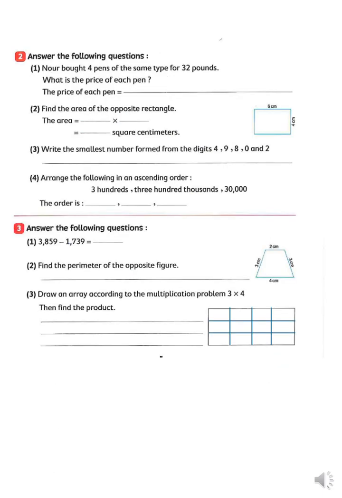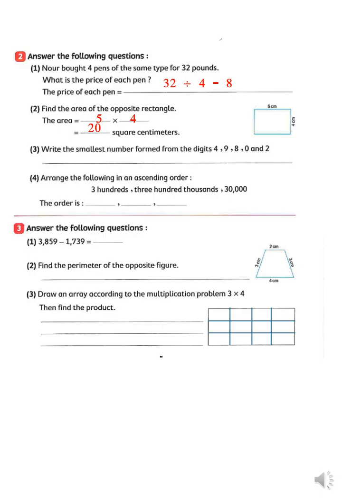Answer the following questions. Noor bought 4 pens of the same type for £32. What's the price of each pen? 32 divided by 4 equals 8. Find the area of the opposite rectangle. The area equals 5 by 4 equals 20.